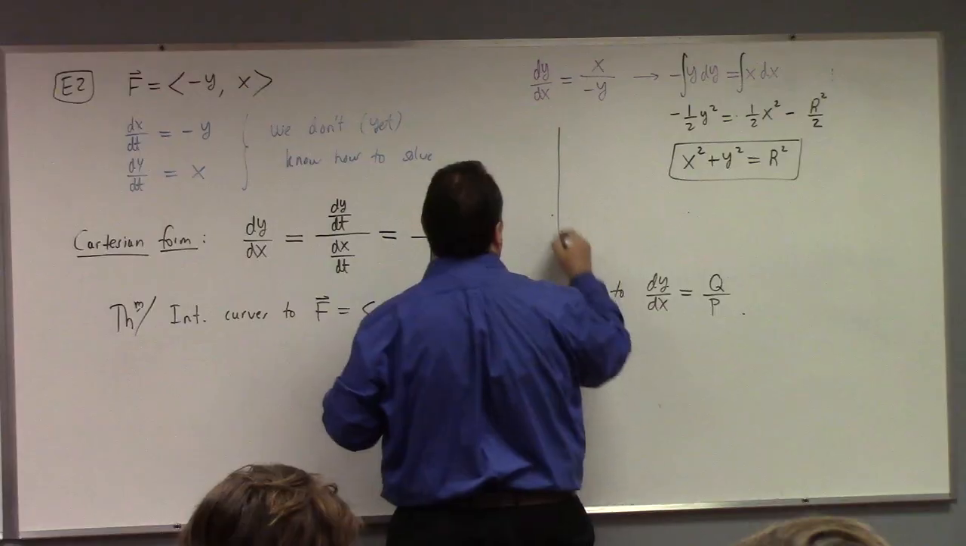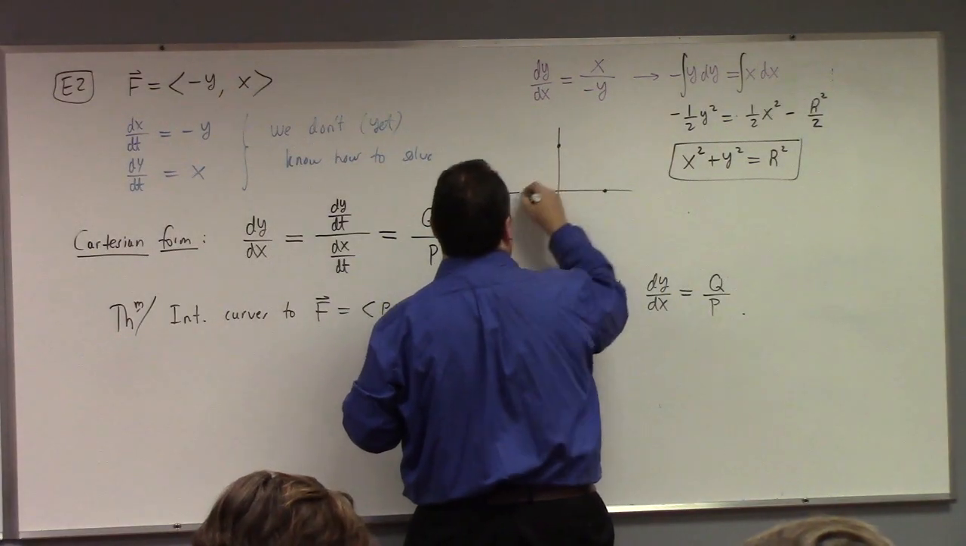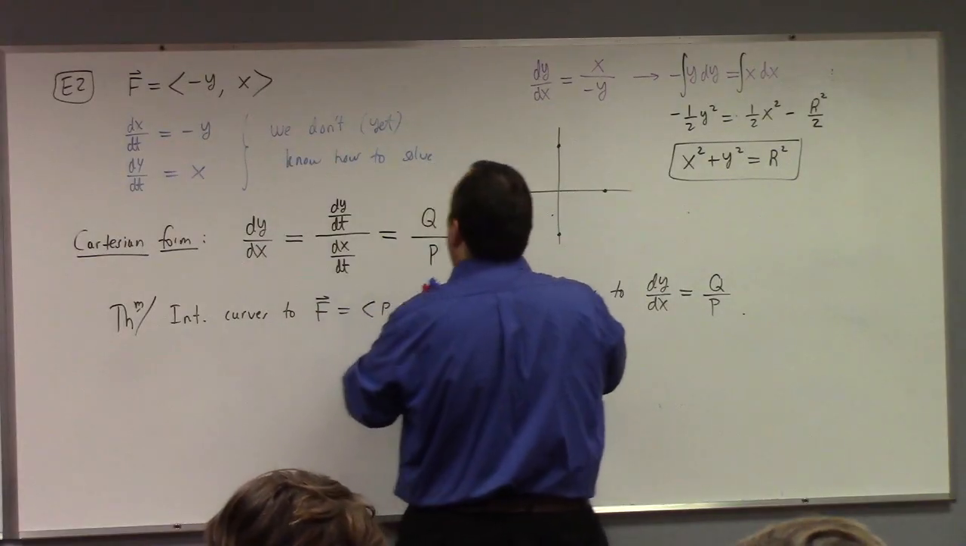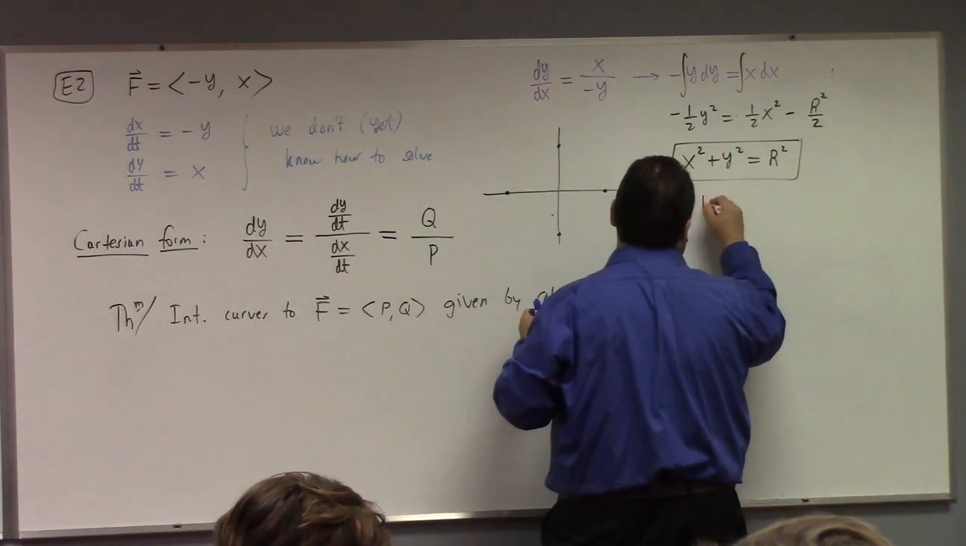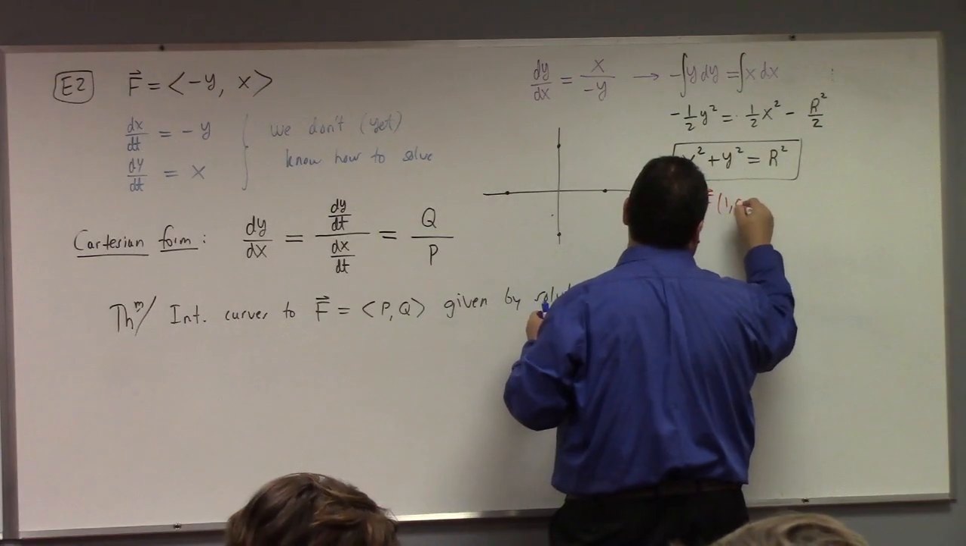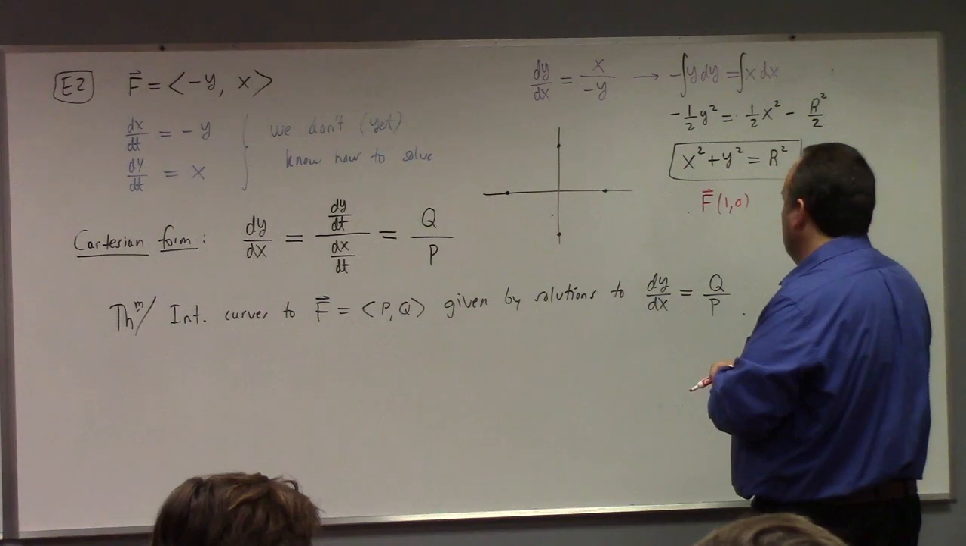So here, if we draw 4 vectors for it, right? At 1, 0, where does the vector field go? Undefined. Whoa.